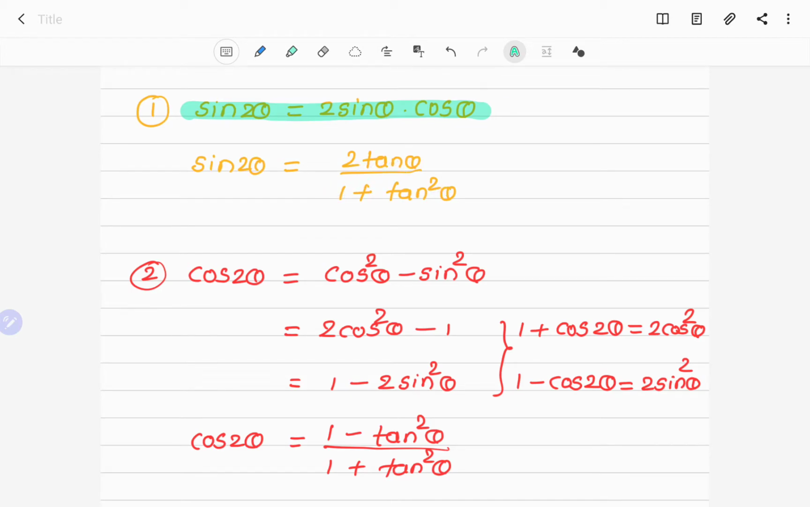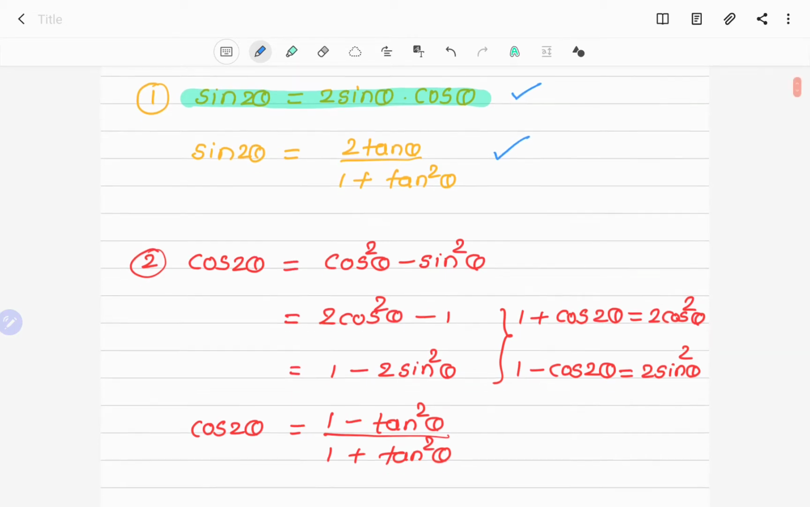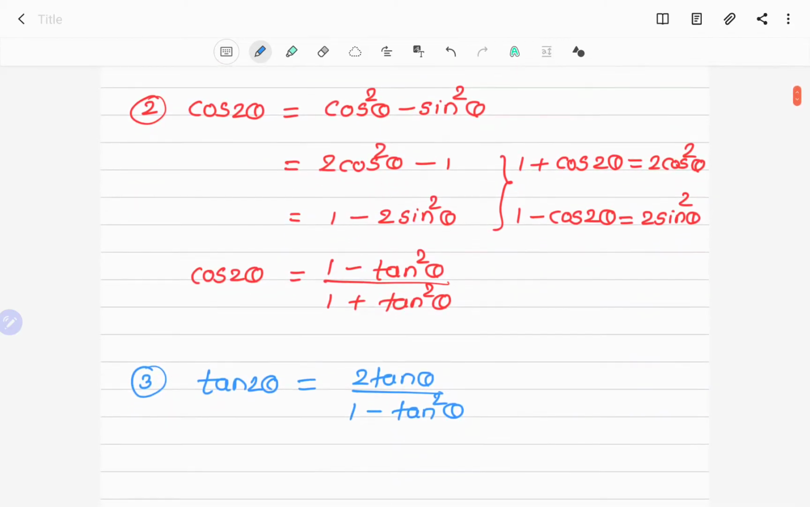So there are only two formulas for sine 2 theta. The first one is sine 2 theta is 2 sine theta cos theta, and the second one is 2 tan theta upon 1 plus tan square theta. But if you observe, in case of cos 2 theta, you will see a total of 4 formulas.